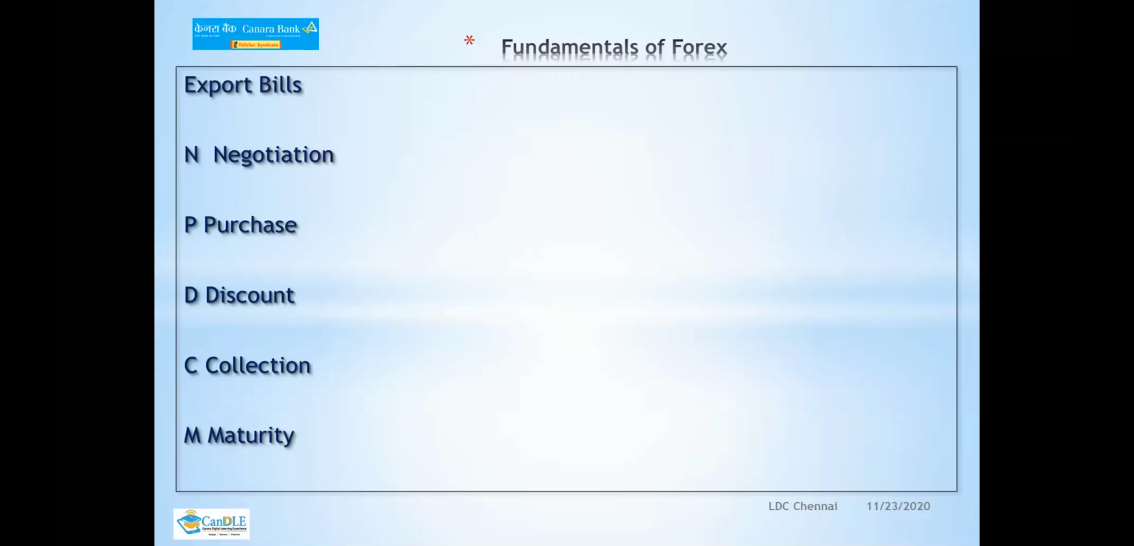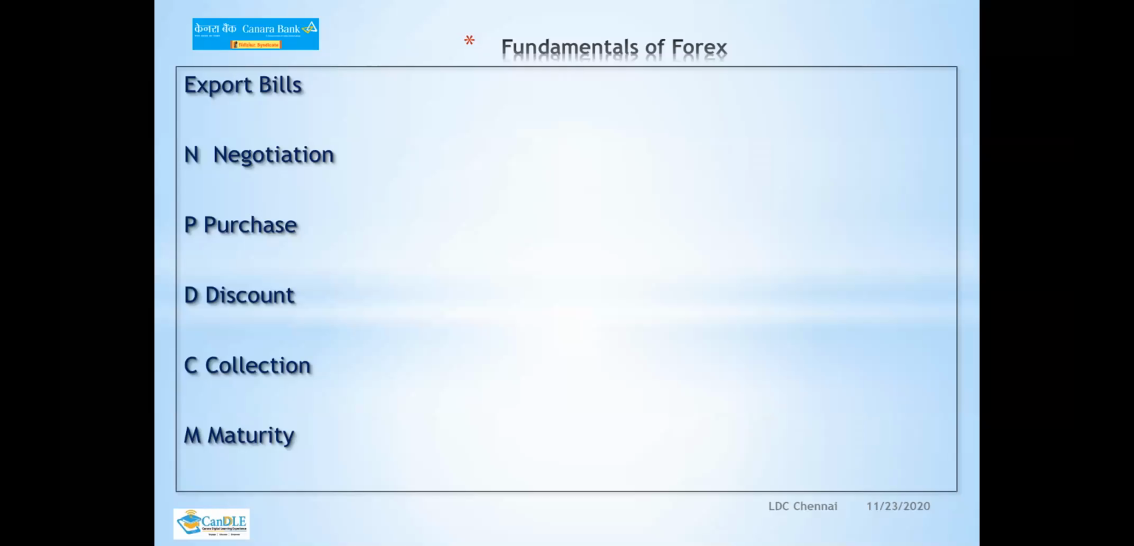Now, friends, we'll discuss export bills. As I told you, export and import bills will be the same. We will have a set of documents for this one. When an export bill is there, our customer is the exporter, so he will be getting an LC in his favor.